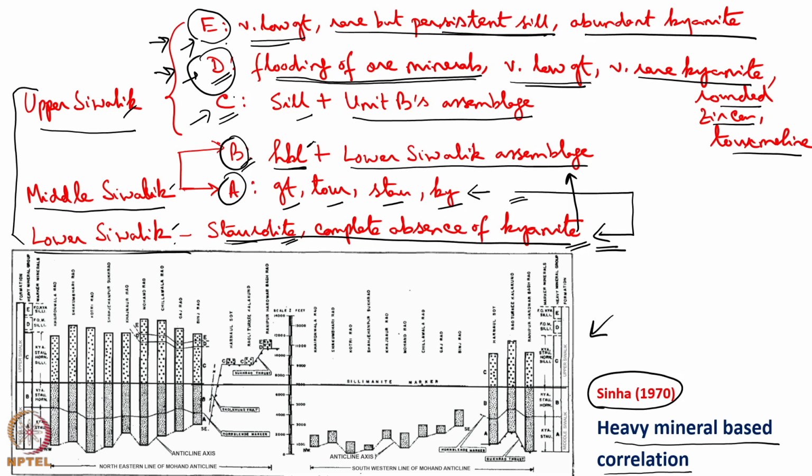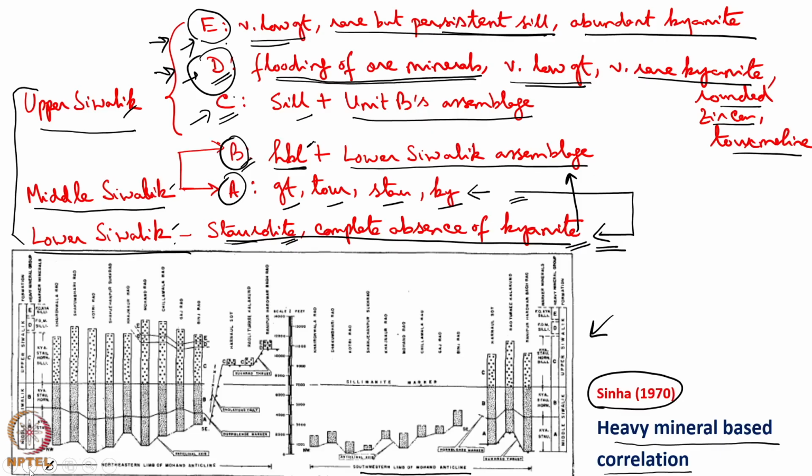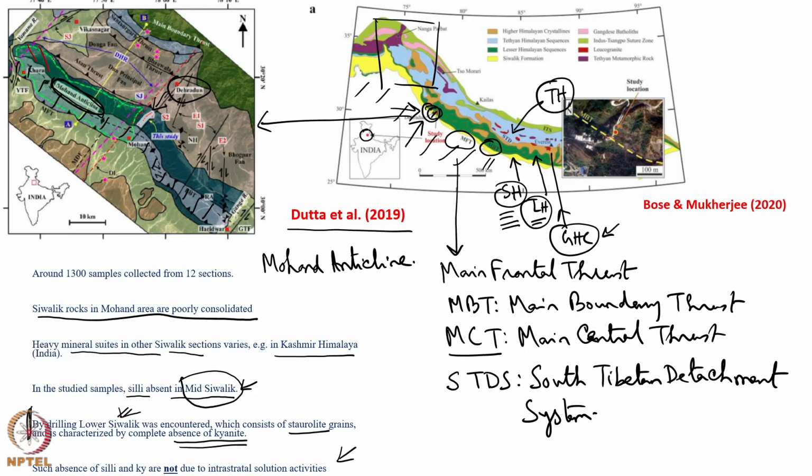In this figure, this portion is a southwestern limb of the Mohand anticline. This is the Mohand anticline. By saying southwestern limb, we mean this portion. Several cross sections were studied and those are named here, and the stratigraphic column has been provided. And in this portion of the figure is the northeastern limb of the Mohand anticline. This is the northeastern limb of the Mohand anticline.